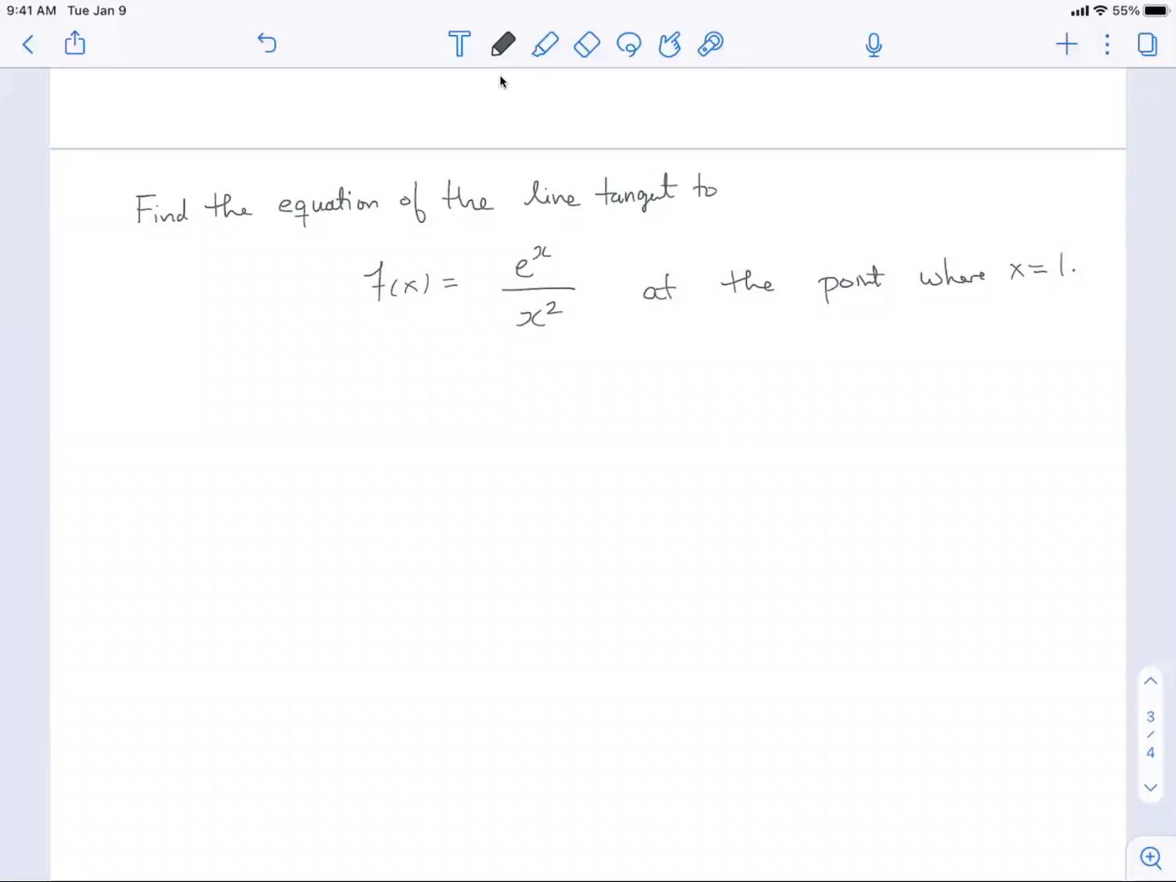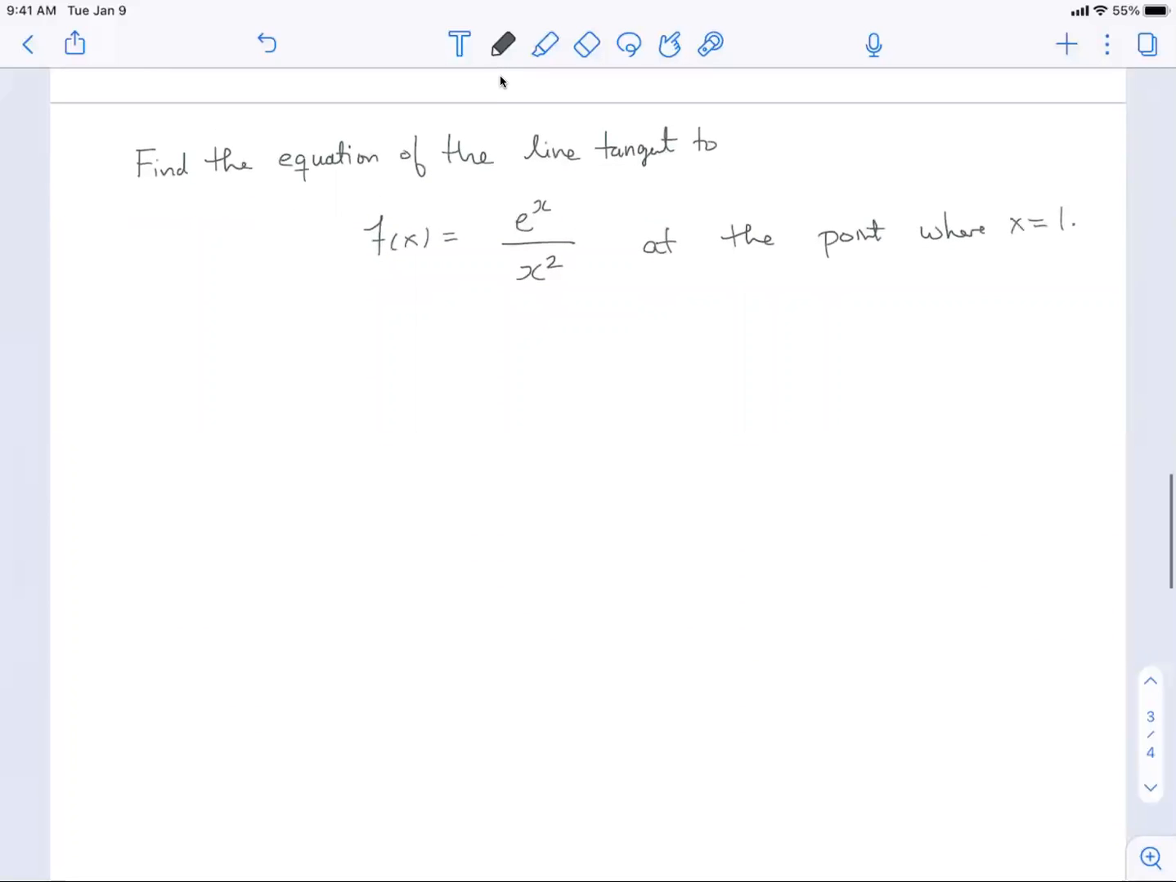All right, so I'm going to record a video. I'm in my office, so it may be a little bit noisy, but I want to find the equation of the line tangent to this function here, e to the x over x squared, at the point where x equals 1. And so right away, I know that my answer is going to be the equation of a line.